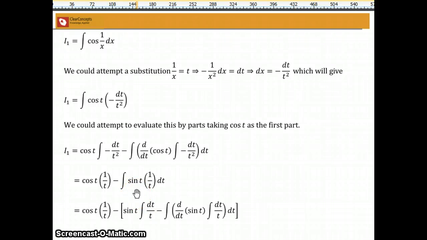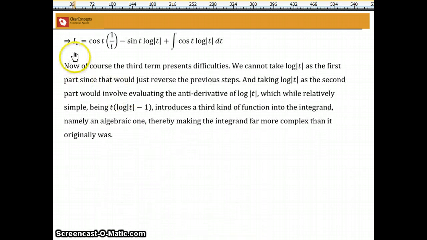And so we can proceed further by evaluating the second antiderivative using parts again, with the trigonometric term sine t as the first part. So then we get cos t 1 by t, and then applying parts here, sine t integral dt by t minus integral d by dt sine t integral dt by t dt. That's pretty straightforward there. So what we get here is I1 will be cos t into 1 by t minus sine t log mod t plus integral cos t log mod t dt. Now this third term here presents difficulties.